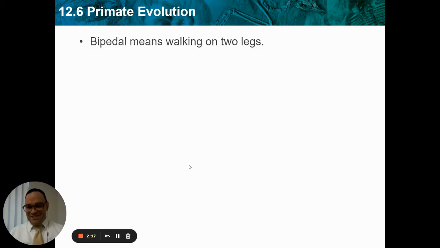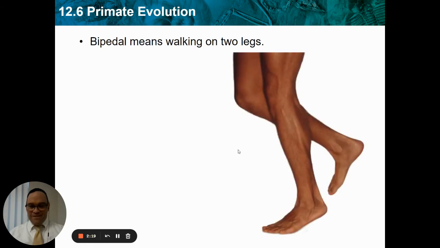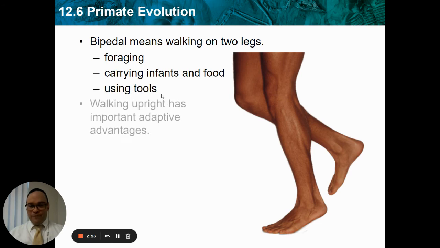So bipedal means you walk on two legs. Bi means two, and pedal is for feet. That's why you put your feet on a bicycle pedal. It helped us forage, which is getting food, carrying infants, and using tools. It's also important because, since we don't have very strong arms, it helps us run and sustain running for a longer period of time than most animals. Animals can run faster than us, but not for a longer period of time, for all kinds of reasons.